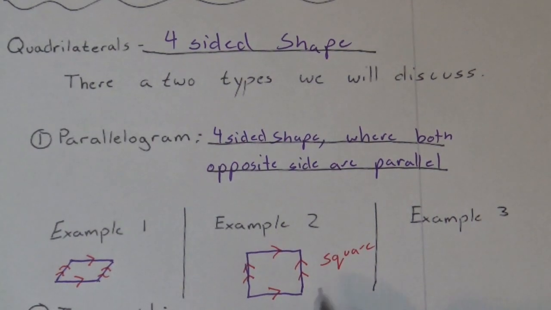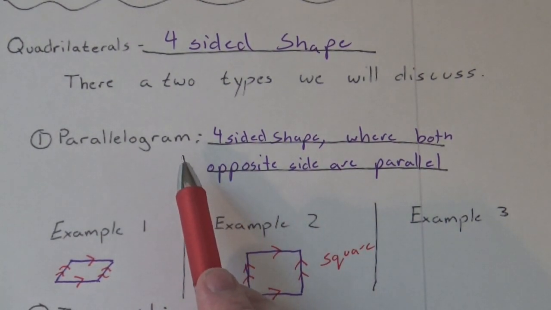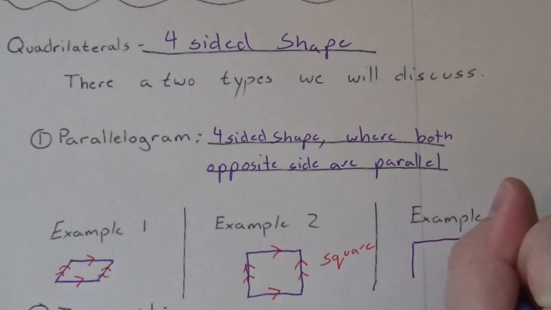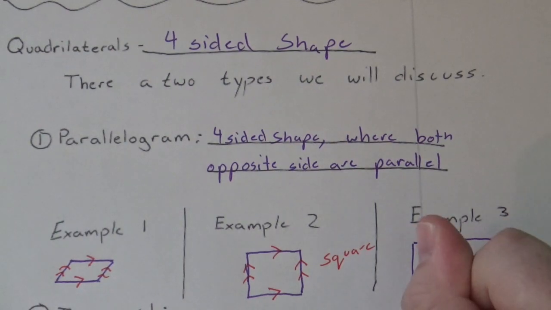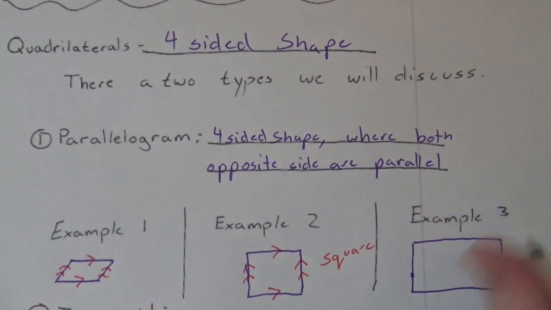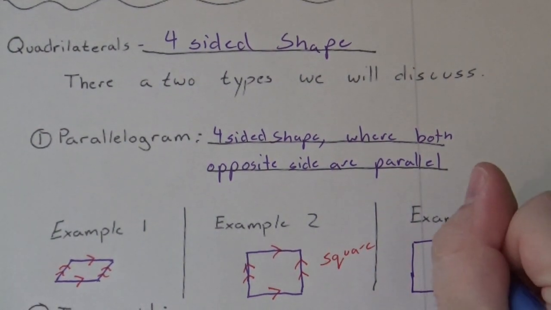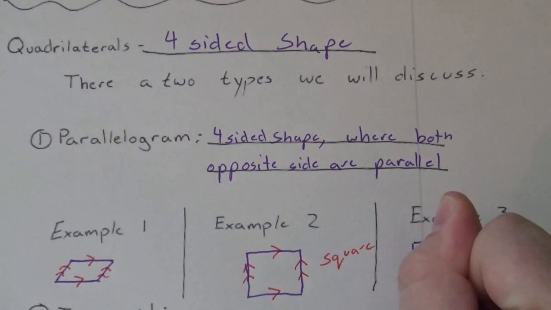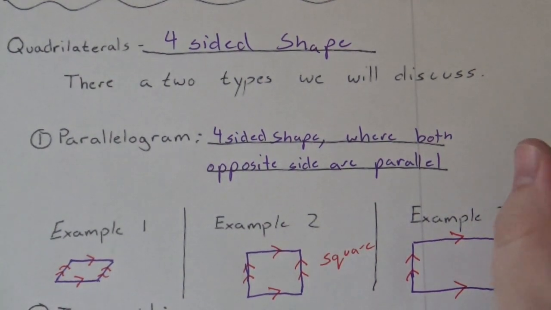Now notice what just happened. I drew a square. This means that a square is actually a type of parallelogram, all right? So if a square is a type of parallelogram, you should be able to figure out the other type of parallelogram because we've all been in kindergarten, and that's a rectangle. The top and the bottom are parallel, and the left and the right sides are parallel, okay? So this is a rectangle.